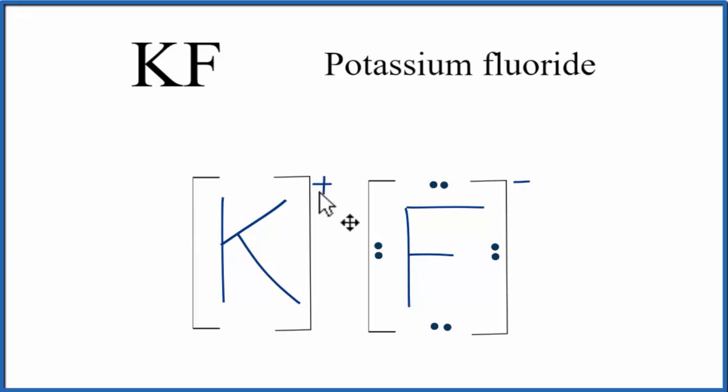One last thing, this is what we call a formula unit. When we have ionic compounds, they're made up of a regularly repeating array of these formula units to form a crystal. This is Dr. B with the Lewis structure for KF, potassium fluoride.